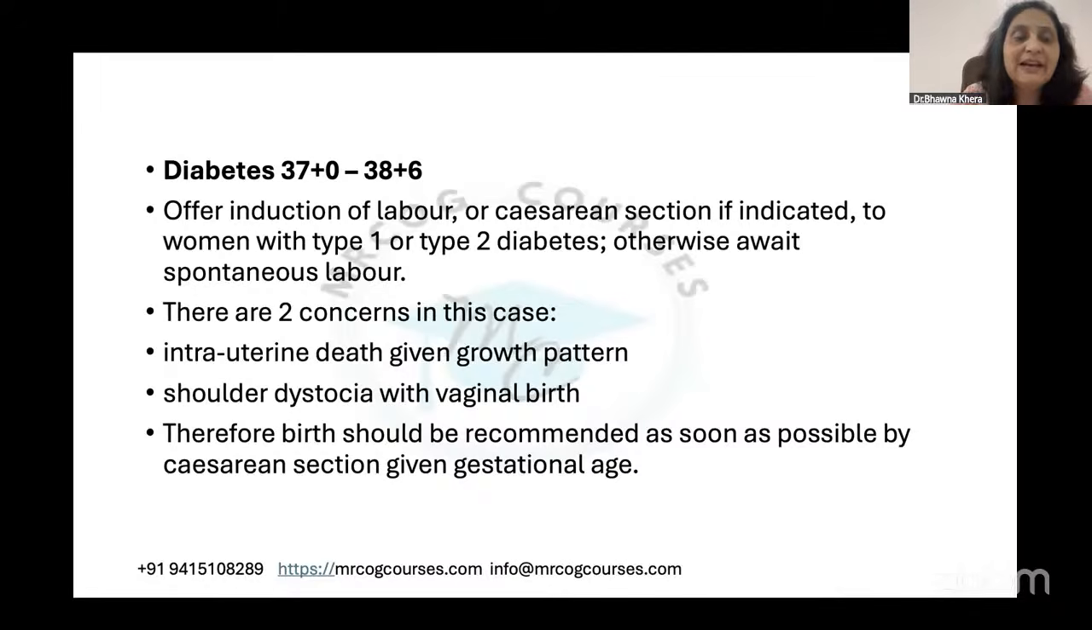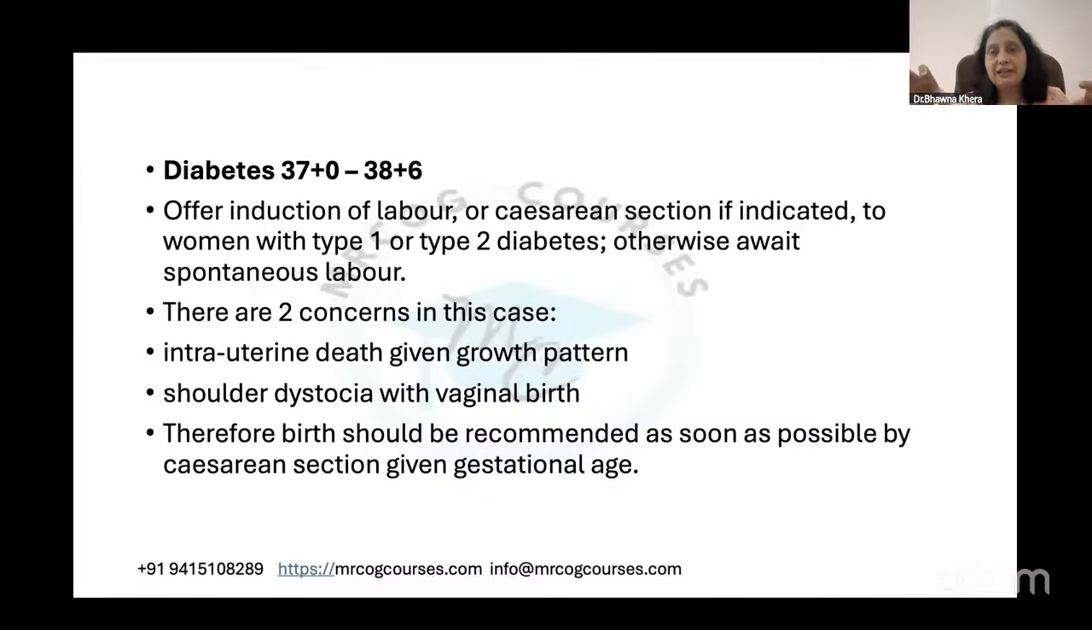The NICE guideline says to offer induction of labor or cesarean section, if indicated, to women with type 1 or type 2 diabetes, otherwise await spontaneous labor. Now there are two concerns here, because the diabetes is uncontrolled and the macrosomia is already present. One is IUFD: uncontrolled diabetes is a very big risk factor for stillbirth, right? So IUFD can happen anytime. Another is shoulder dystocia with vaginal birth. Therefore, birth should be recommended as soon as possible by cesarean section at the given gestational age.